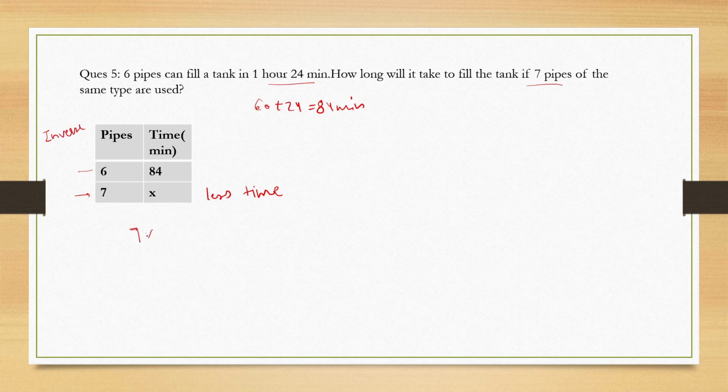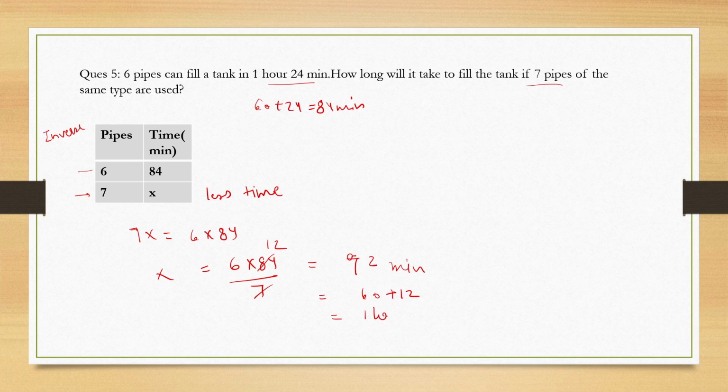Again, 7x equals 6 into 84, or x equals 6 into 84 upon 7. This will be cancelled by 12, and 6 into 12 is 72. So 72 minutes. If I want to convert it into hours, it is 60 plus 12, or 1 hour 12 minutes. In this way we can find out that here the pipes are increasing, so the time needed is less, so it's an inverse proportion.